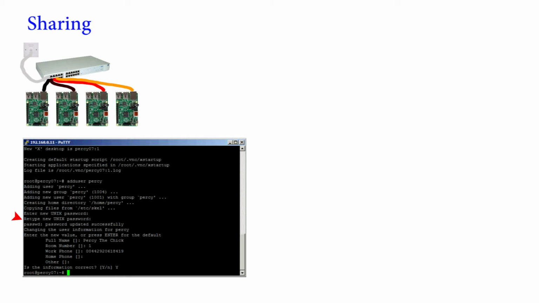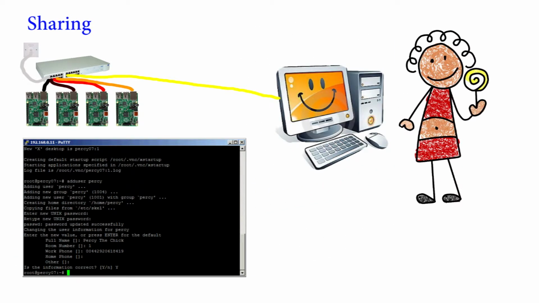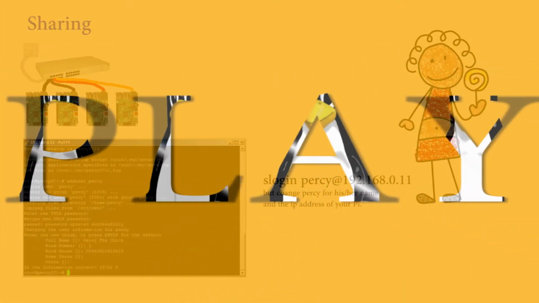The remaining questions can be answered for completeness, but we will not use these details. Once complete, get your friend on another machine to enter slogin Percy at 192.168.0.11. Again, substituting name and IP address as appropriate. If all works well, a challenge password appears and your friend is sharing your Pi.